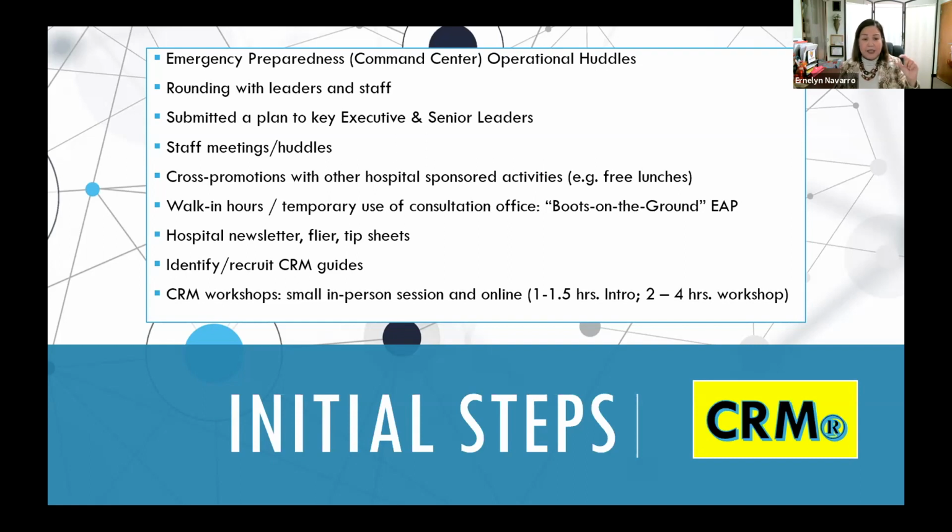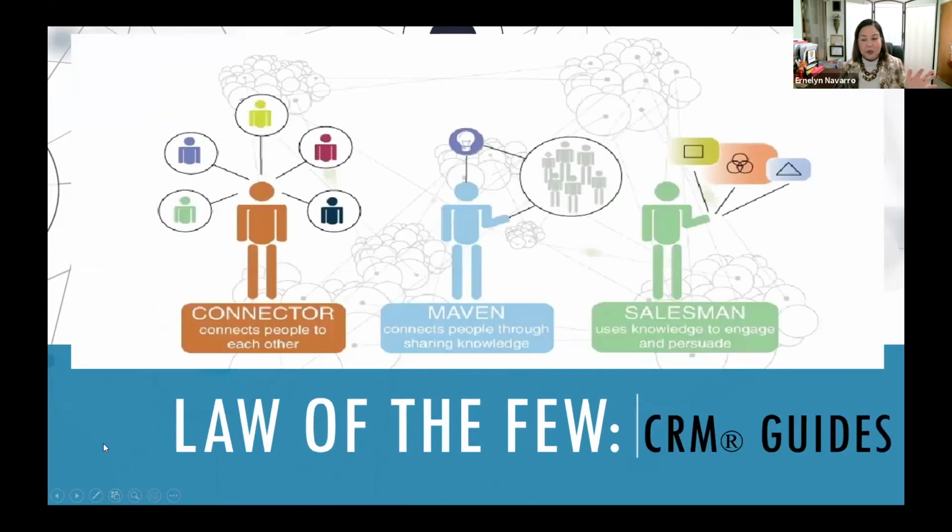And then the key part is really recruiting CRIM guides. That's what I will be talking about a little bit more, which is part of that whole tipping point that we're talking about. So here's that law of the few, looking for connectors. These are people who know a lot of people, at your hospital or your clinic. They just have that knack for getting to know people, and people trust them, people like them. And then there are the mavens, who are basically the data banks, and they just know a lot of things about what's going on.